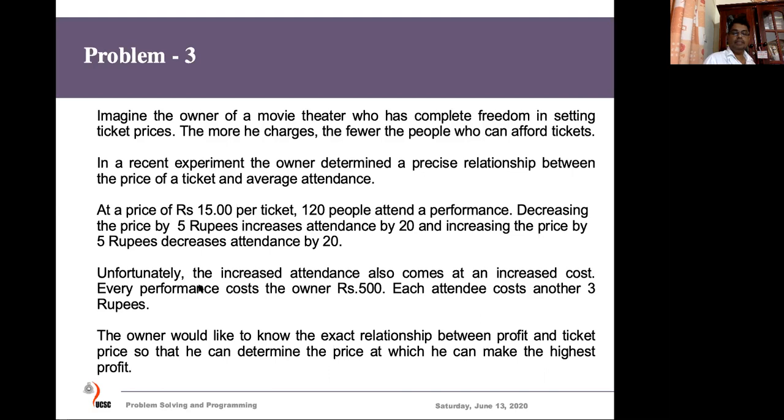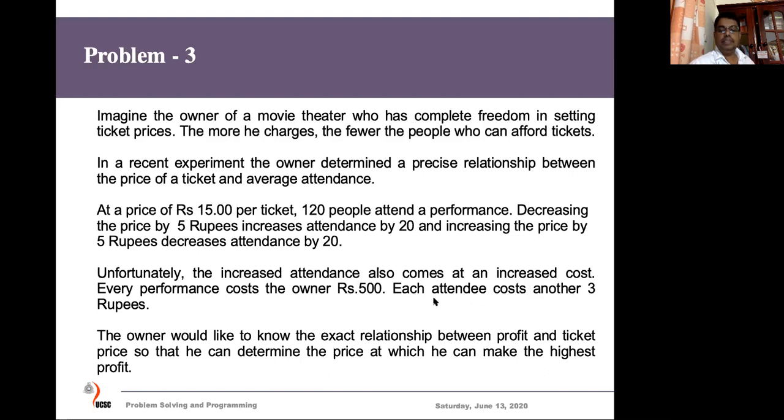His expenditure basically has two factors. One is a fixed cost, and the other one is the variable cost. Every performance has a fixed cost of 500 rupees, and each attendee costs another 3 rupees. For example, if there are 100 attendees in the show, 100 into 3 is 300 rupees, plus 500. So the expenditure is 500 plus 300, that is 800.